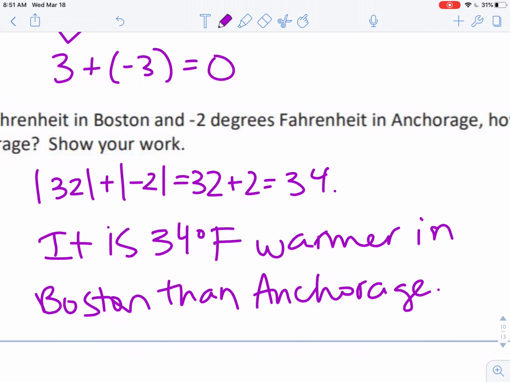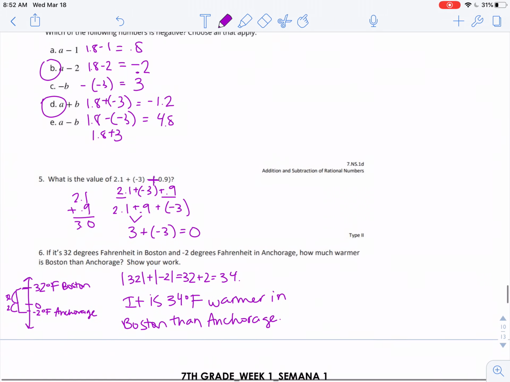Anchorage. Okay, please tell me if I'm going too fast in these problems, and then I'll slow down for the next few.